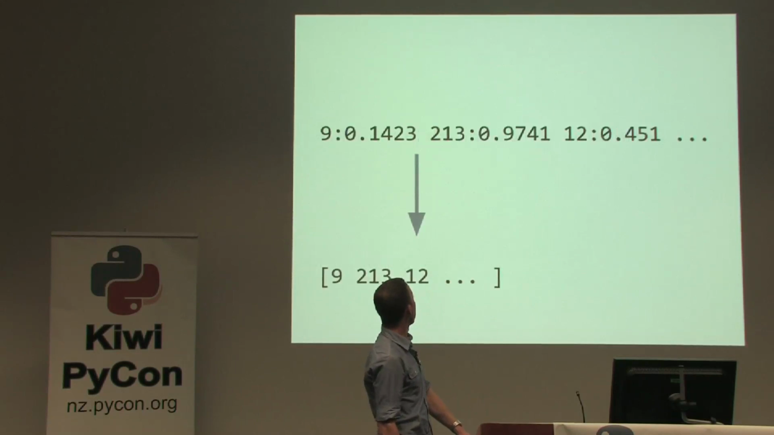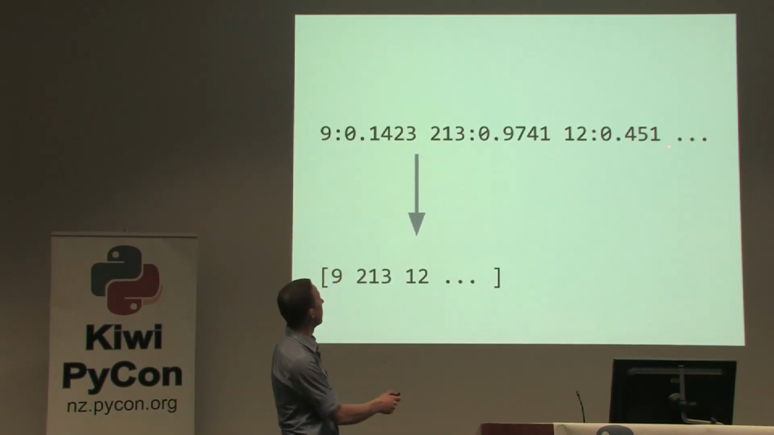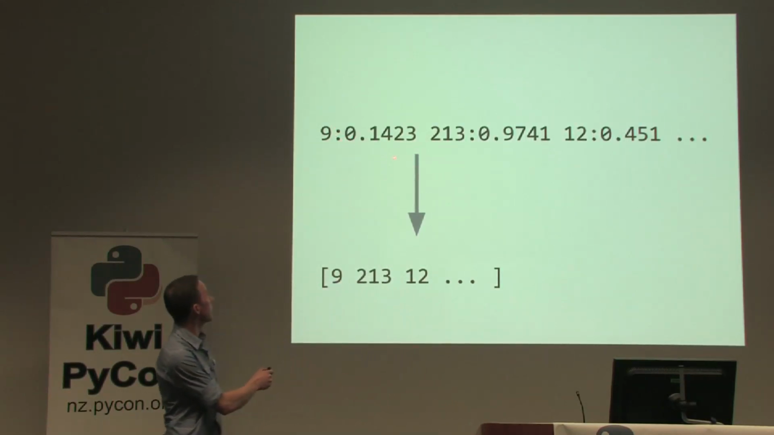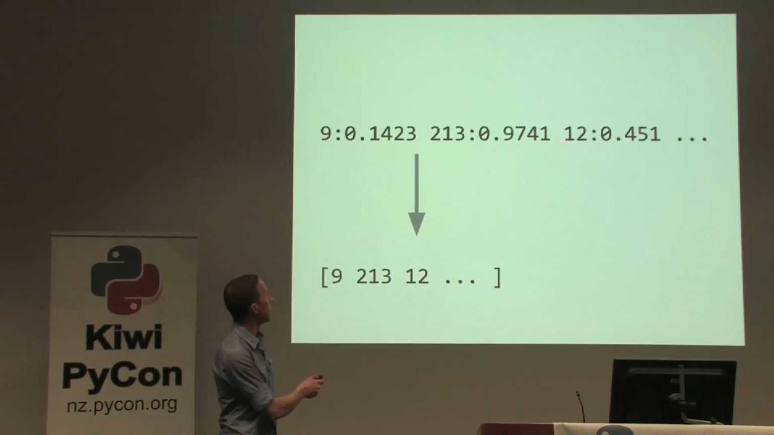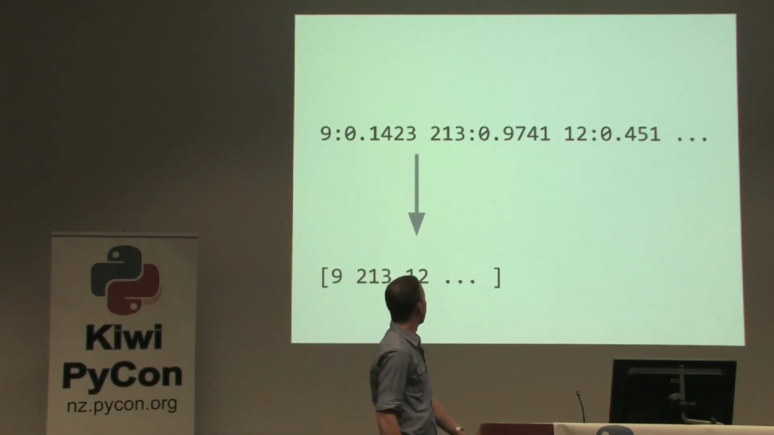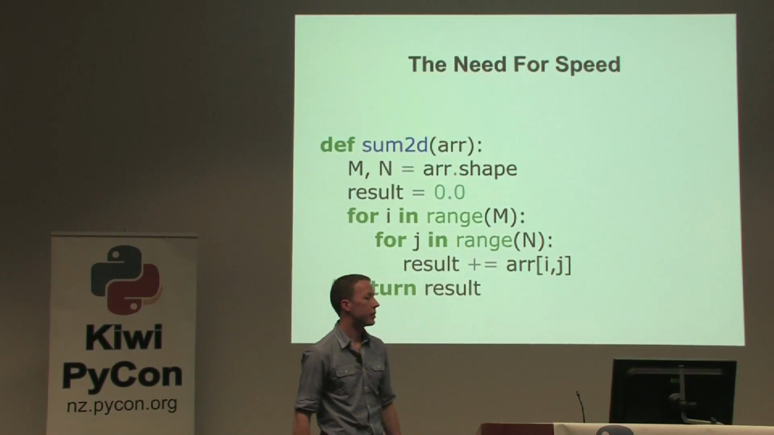That's basically what I described. So, for instance, you might want to go from this line here. You've got 9 with a distance of 0.14. You might want to drop the distances and just have the node IDs 9, 2, 1, 3, 12, and so on. This is quite an interesting trick.